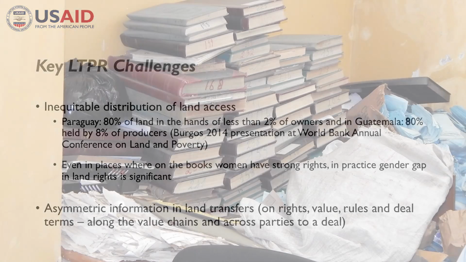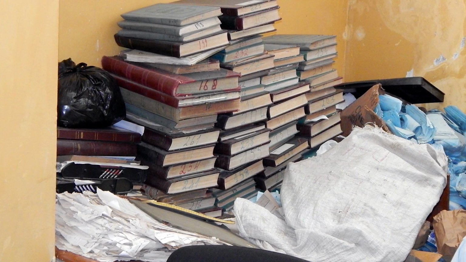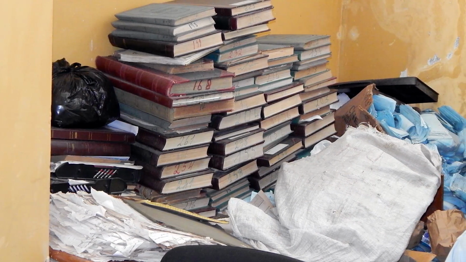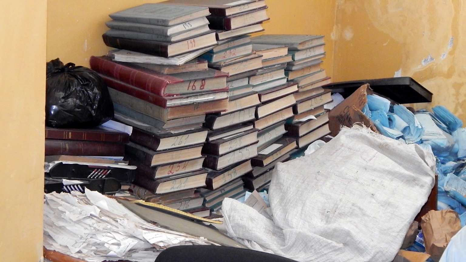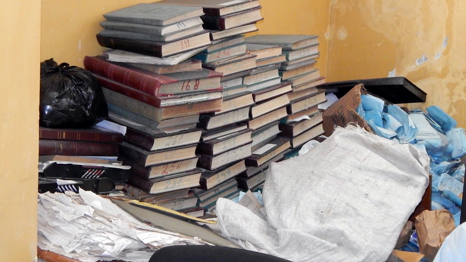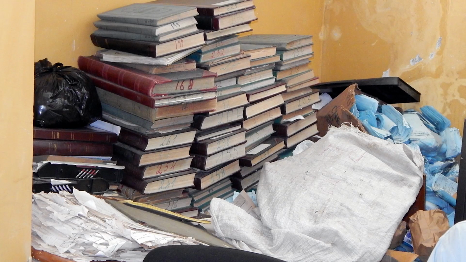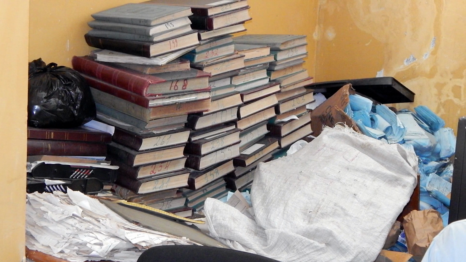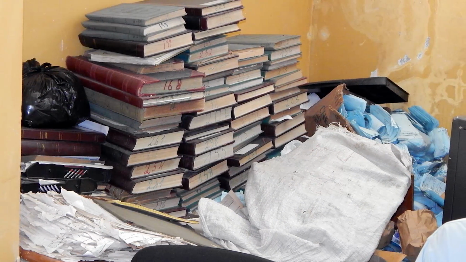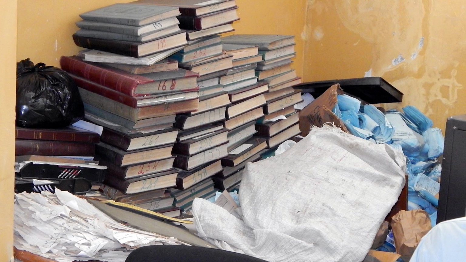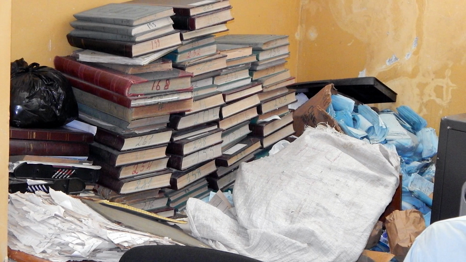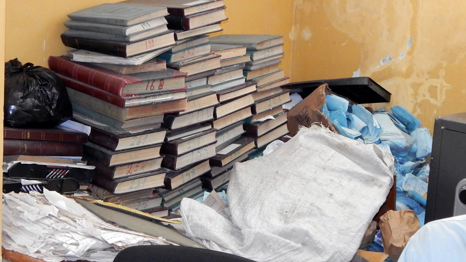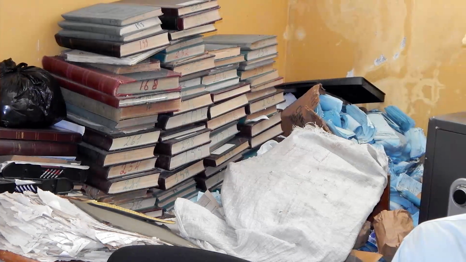This slide is an example of just one of the kinds of problems that you might see in a land governance system. It's a slide of land records in Haiti, and you can see the records are contained in books. They're waiting to be digitized. The process of transferring land information from book form to digital form is a costly, time-consuming process, but once done, it should help improve transparency around land transfers.